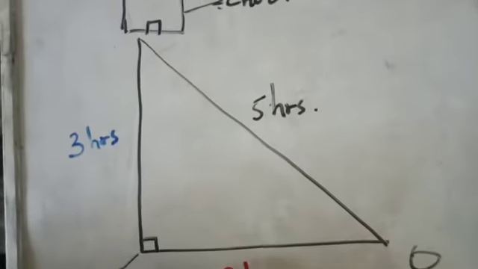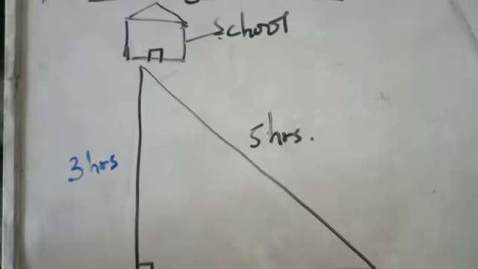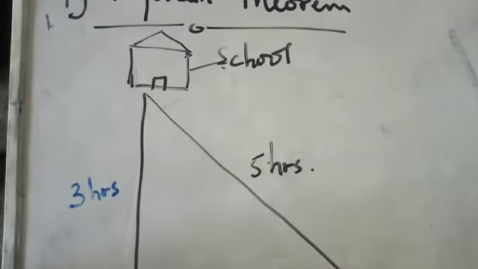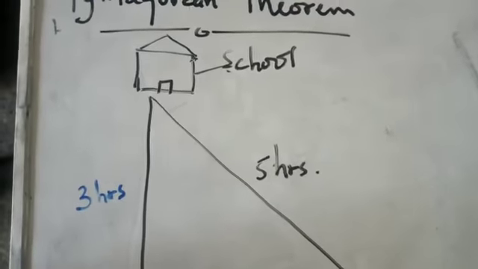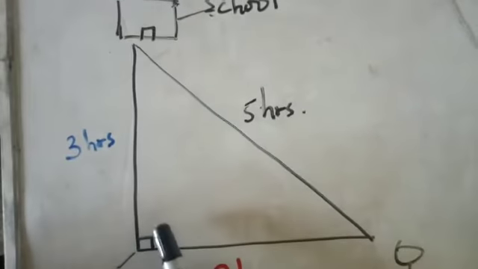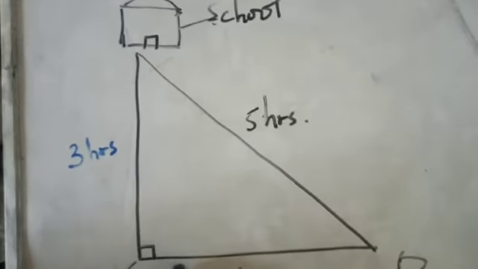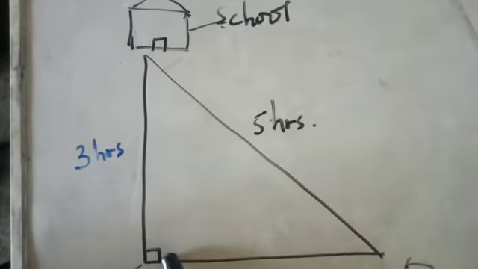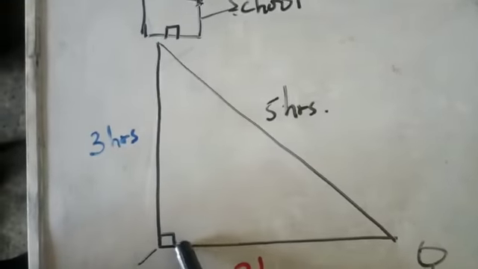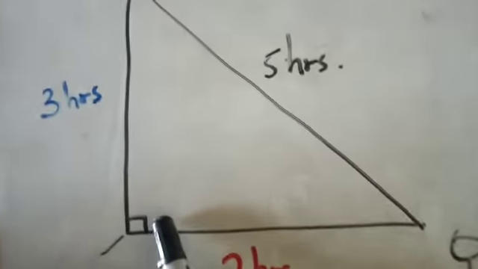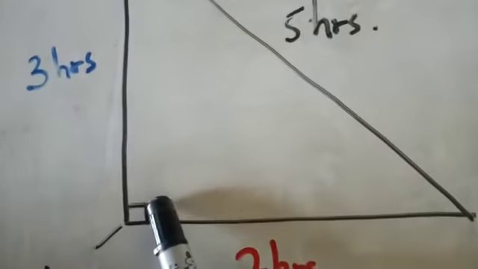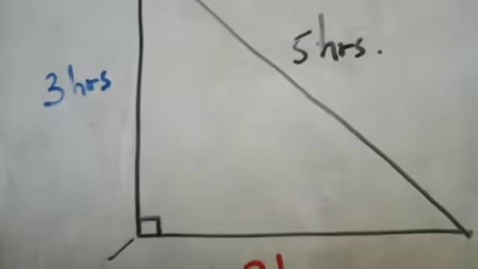This is a right angle triangle. So before you can apply the Pythagoras theorem, in my opinion, you have to make sure that you are dealing with a right angle triangle. If you don't know what a right angle triangle is, one angle of the triangle has to be 90 degrees. This is a symbol that shows that one angle of the triangle is 90 degrees. So that is one step.